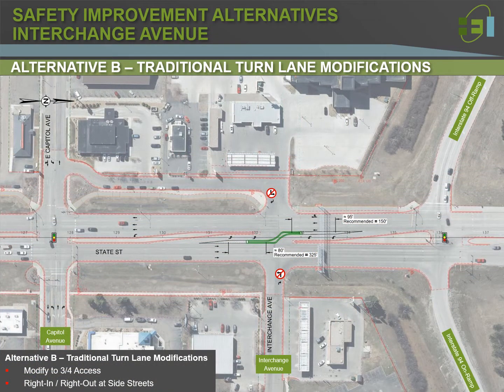Alternative B traditional turn lane modifications at Interchange Avenue include the addition of a raised median to create a 3/4 axis intersection, which would prohibit the left turn movements from Interchange Avenue onto State Street. This type of modification has been found to substantially reduce crash rates by eliminating through and left turn movements from crossing multiple lanes on the major street, resulting in right-in, right-out access. 3/4 axis intersections can also improve minor street operations by removing delay from left turn and through traffic movements.